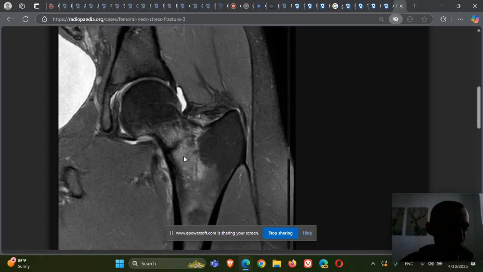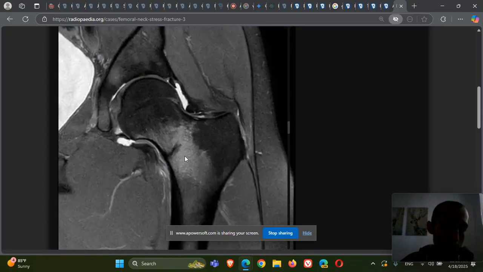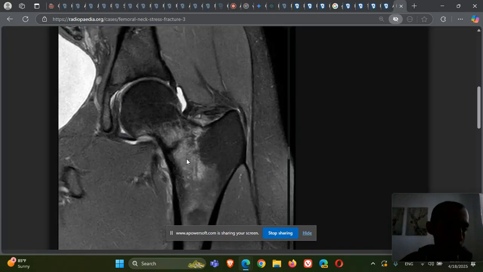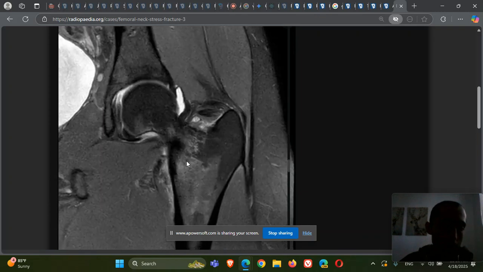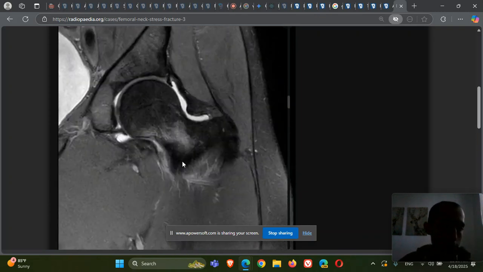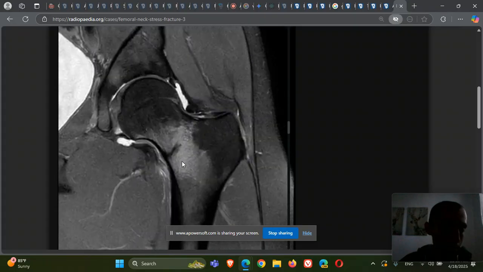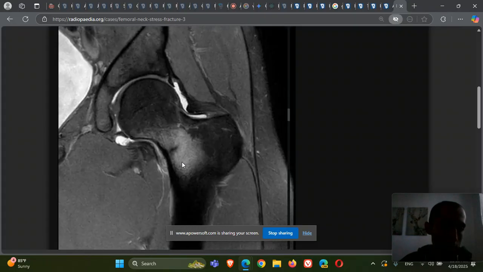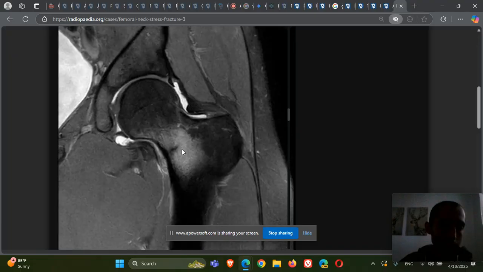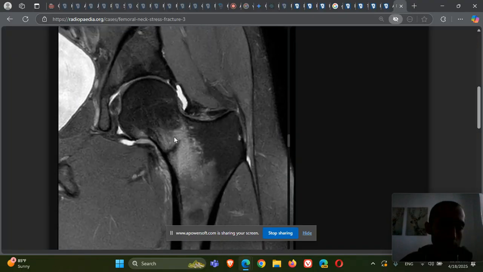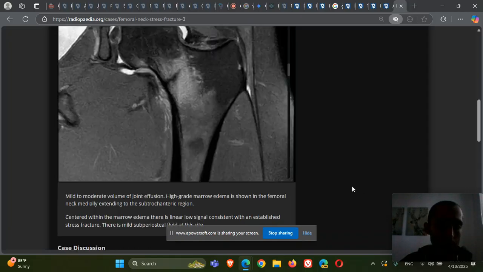And you need to think about, for example, someone that is under high physical stress, like athletes, active patients, or maybe a female athlete with the triad of disordered eating, menstrual dysfunction, and low bone density. Those are also prone to these stress fractures. But you can see right over here the femoral neck stress fracture with bone marrow edema surrounding it.